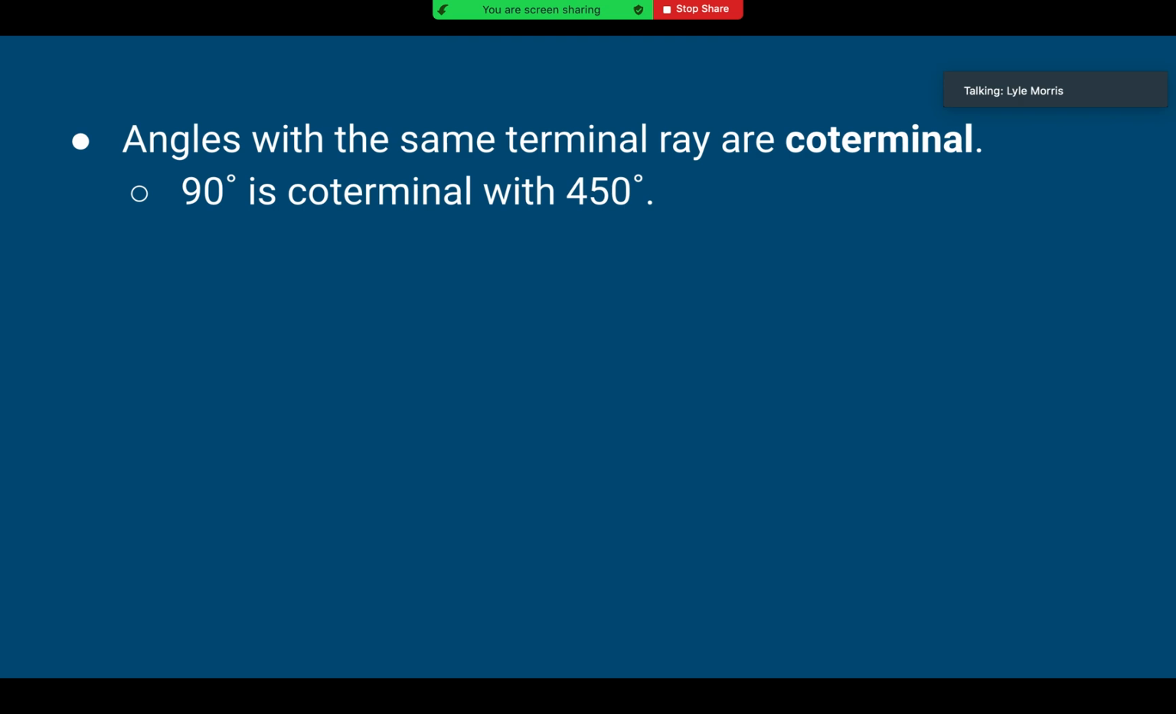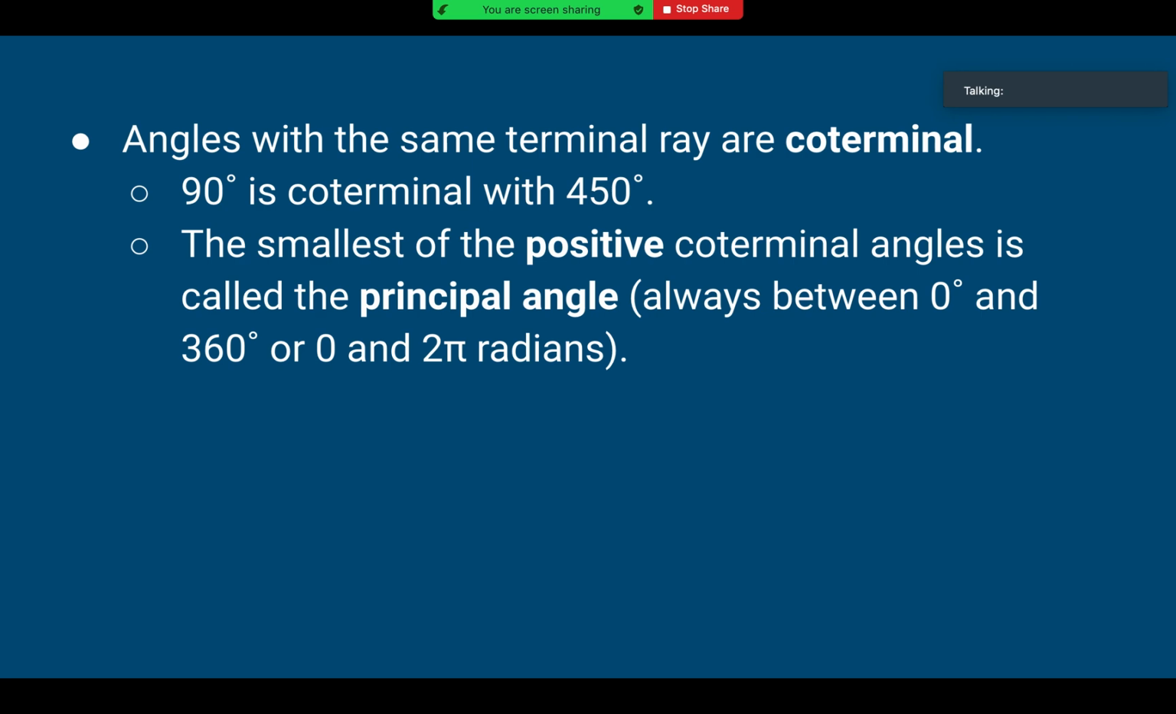Angles with the same terminal ray are coterminal. So if they end on the same spot, they're called coterminal. So 90 degrees, you know what the 90-degree angle is, right? If you go all the way around the circle again, another 360 degrees on top of that 90, it ends in the same spot. Does that make sense? Yes. Yeah, you're good? Okay. So make sure.